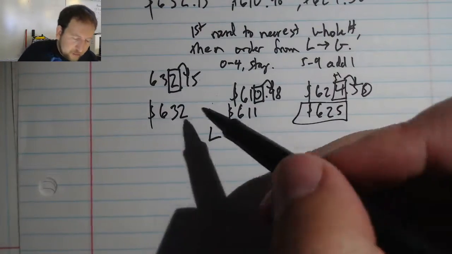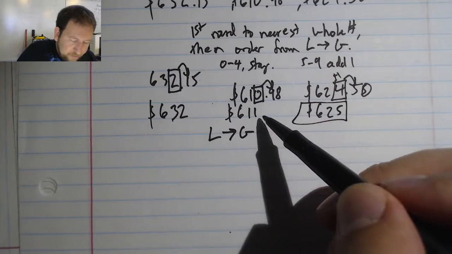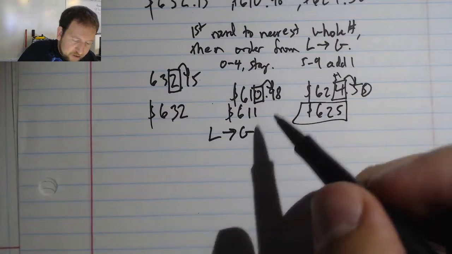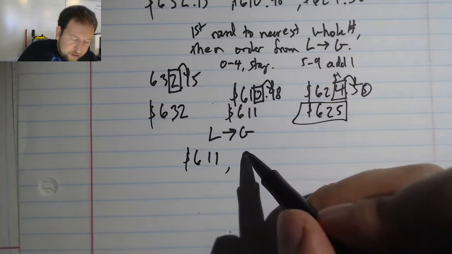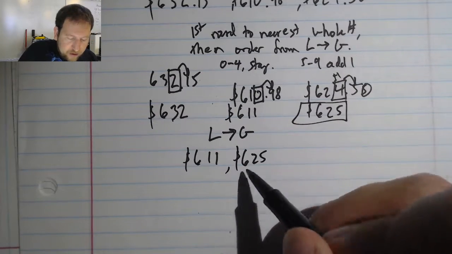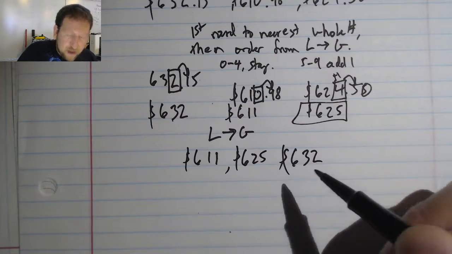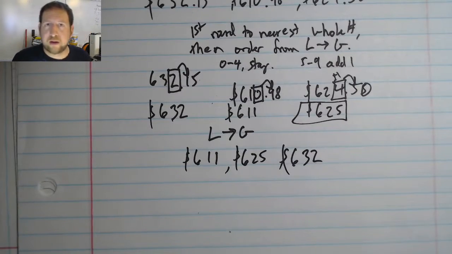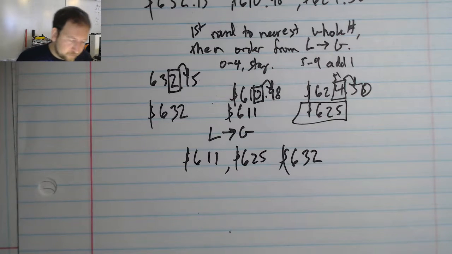Now it's very easy for me to order, and if I go from least to greatest, I can see, well, I have 6's all in the front. My second number, I have a 3, a 1, and a 2. From least, my 1 is least, 611 is smallest. Then my 2, 625. Finally, my 632. That's it. If you feel like you get it, go ahead and go on. Otherwise, I'll do one more quick example if you'd like to see.